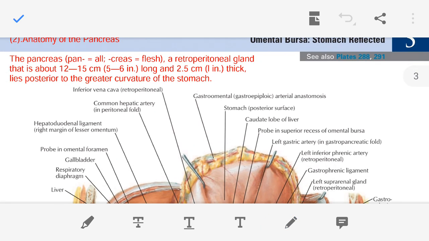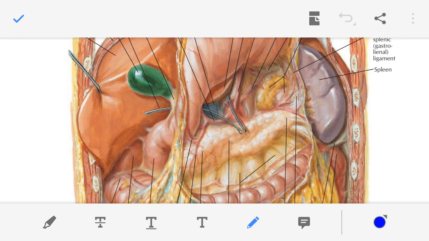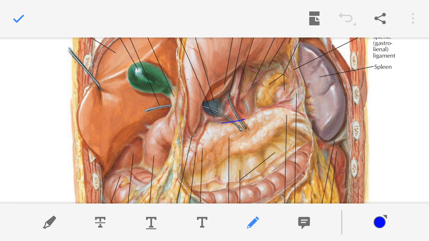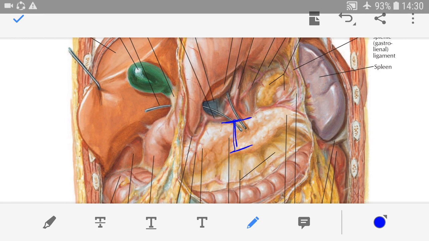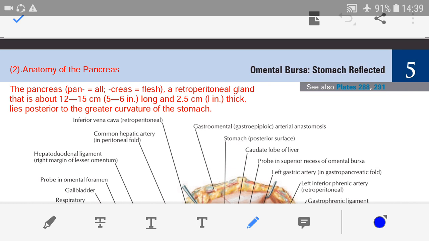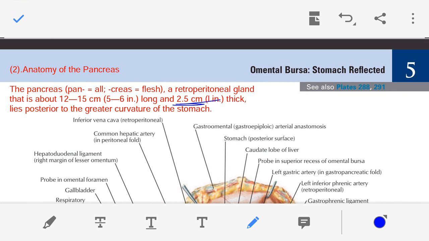Now the length of the pancreas. It is 12 to 15 centimeter long, that is 5 to 6 inch long, and it has a thickness of 2.5 centimeter. And where it is present: it lies posterior to the greater curvature of the stomach.